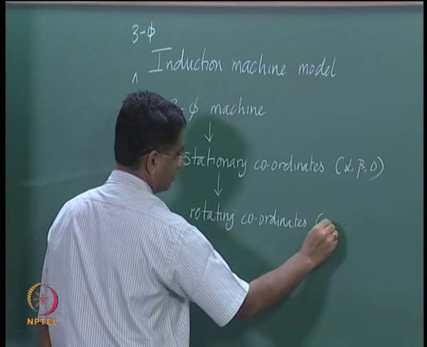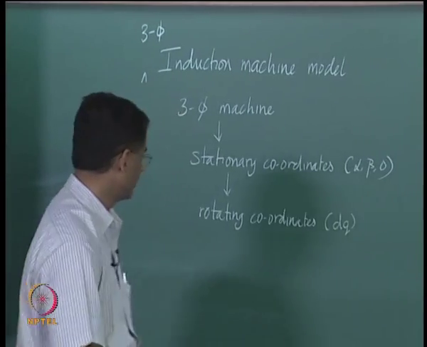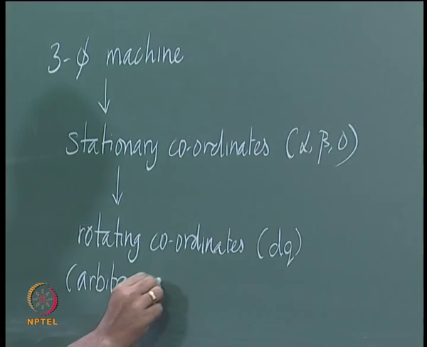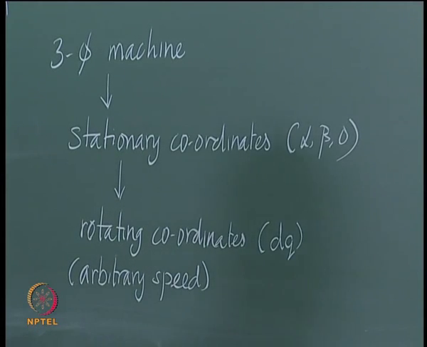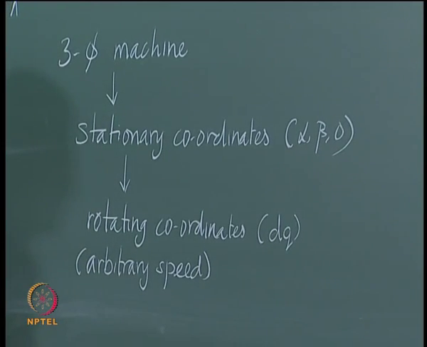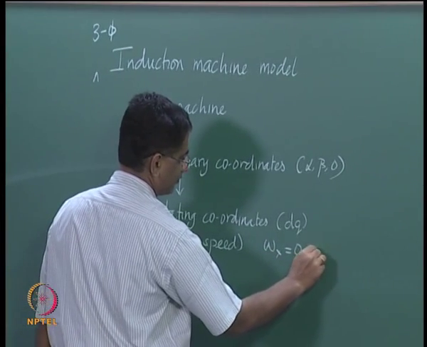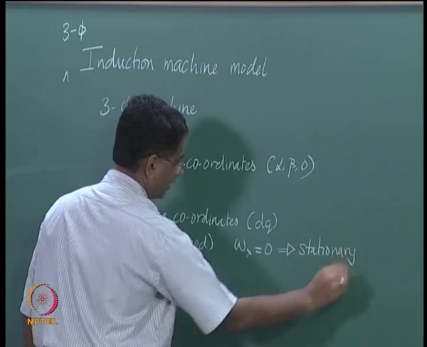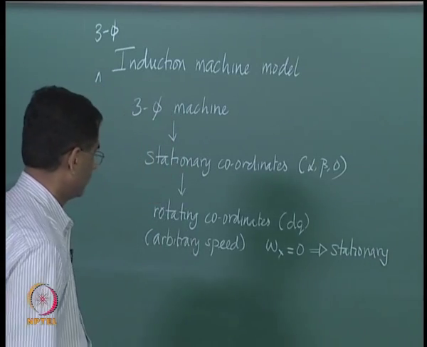Which is the dq axis, and these rotating coordinates we said could be at arbitrary speed, whereby you get a general machine equation which, by appropriately substituting the value of speed, the normal values of speed that are of interest in studying the induction machine are omega x equal to 0, in which case it goes to the stationary frame. That means the rotating axis have a speed of 0.